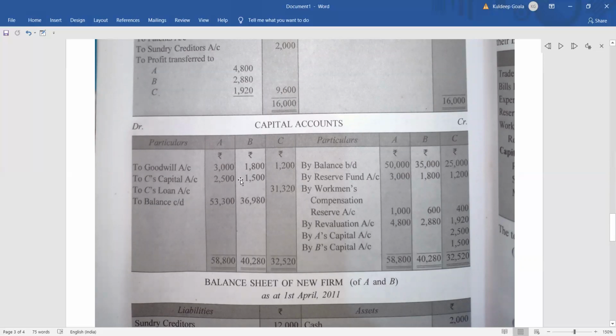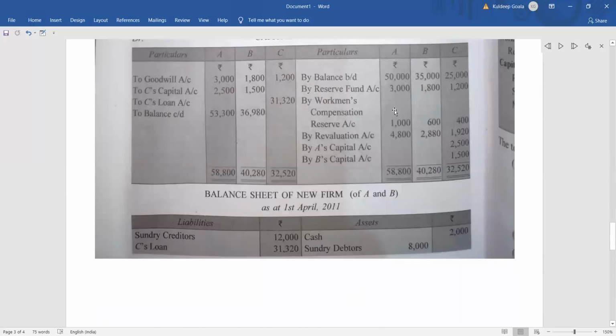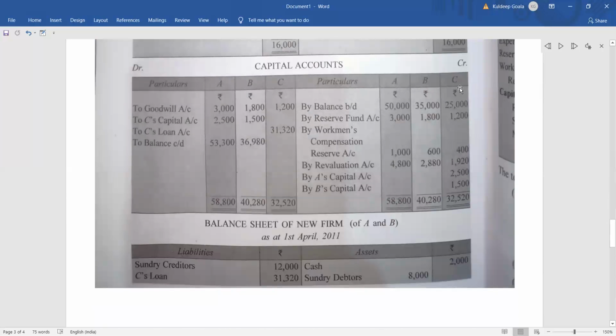And what will happen in C? It will come from A and B. So by A's capital account, C will get 2,500. By B's capital account, C will get 1,500. Clear? There's nothing else. So we will do the balancing, the final balancing. So what will you do? Final balancing. First of all, C.